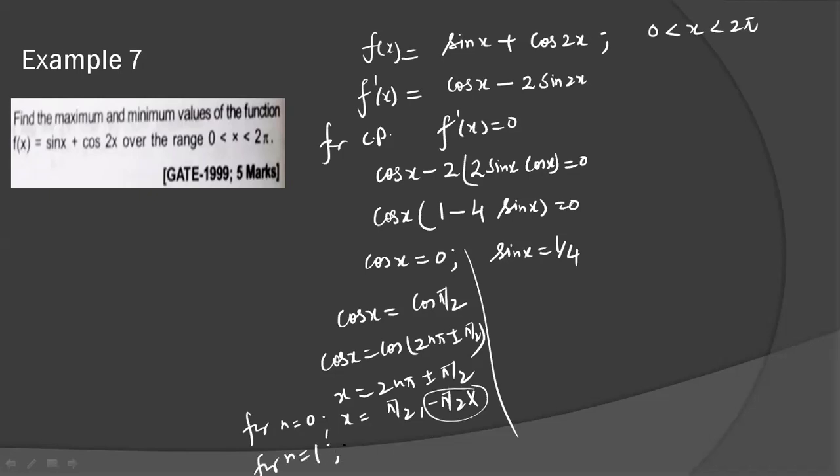For n equal to 1, you will get 3 pi by 2 and 5 pi by 2. 5 pi by 2 is not in the domain, so you have to take 2 points only. Pi by 2 and 3 pi by 2 you have to check.